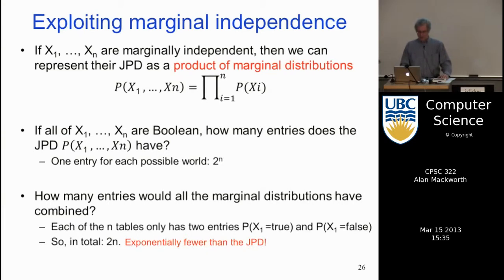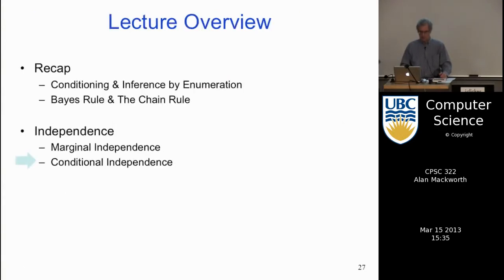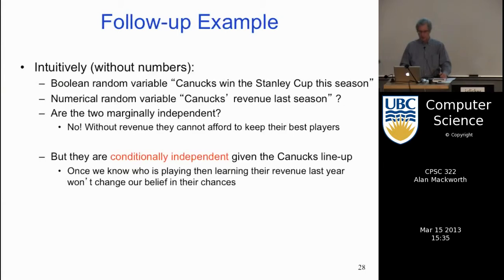So there's a huge exponential win if you have n independent events. You only need 2n numbers to store and compute over, compared to 2 to the n. So it scales linearly if the events are all independent. That, of course, will hardly ever happen, but it shows us what the ideal is, right?